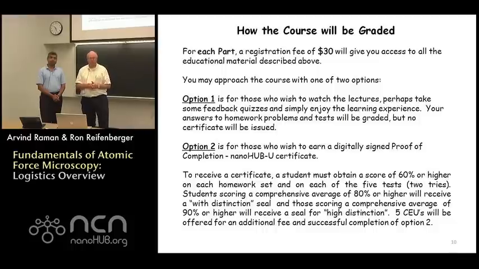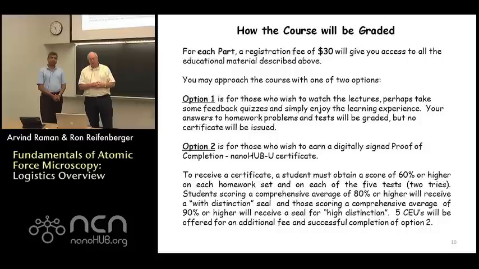Now, to receive this certificate, you do have to make an effort to solve the homework problems, and you do have to make an effort to work through the 5 exams associated with the course. And you will receive a certificate automatically if you sign up for option 2 and you receive a 60% or higher grade on each of the homework sets and on each of the 5 exams. You'll be given 2 tries on each exam, so there's plenty of opportunity for you to try to improve your understanding by reviewing the lectures and retaking the exam.